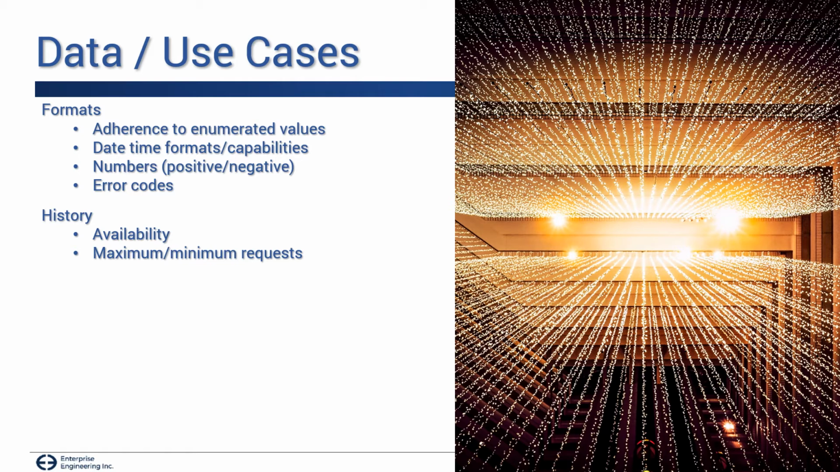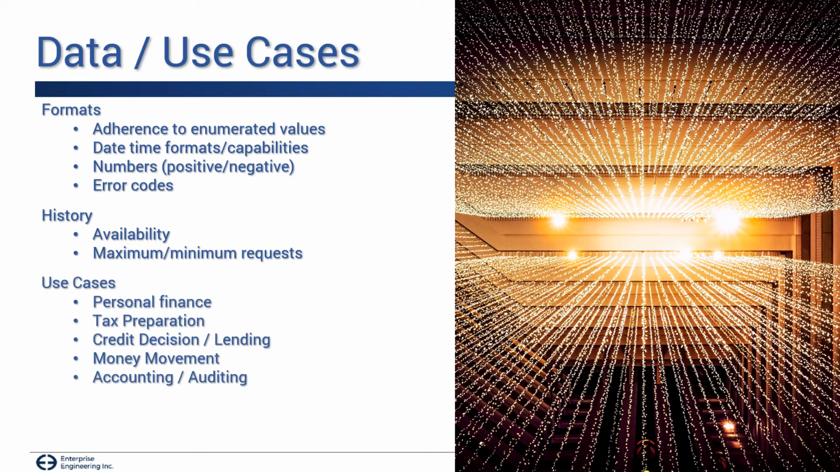Some banks only have 90 days online and it's a rolling 90 days. Some banks have years' worth of data and you can get it, but you have to get it in chunks, like 50-day chunks. Lots of variability here. What's the maximum amount of data I can request? What's the minimum? Use cases. Do I get enough data to make personal finance viable?